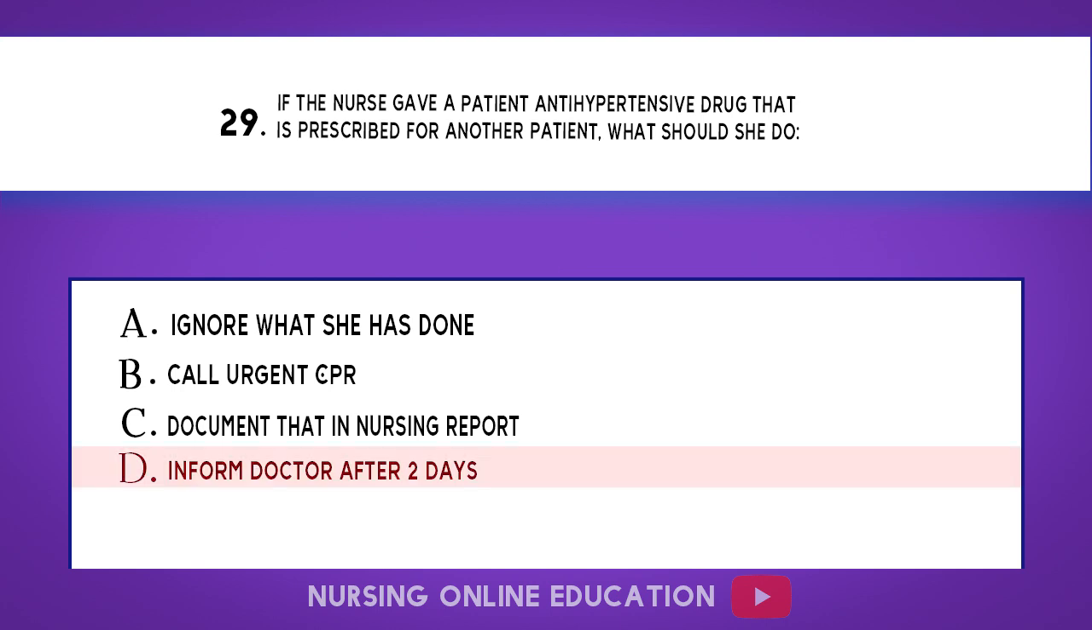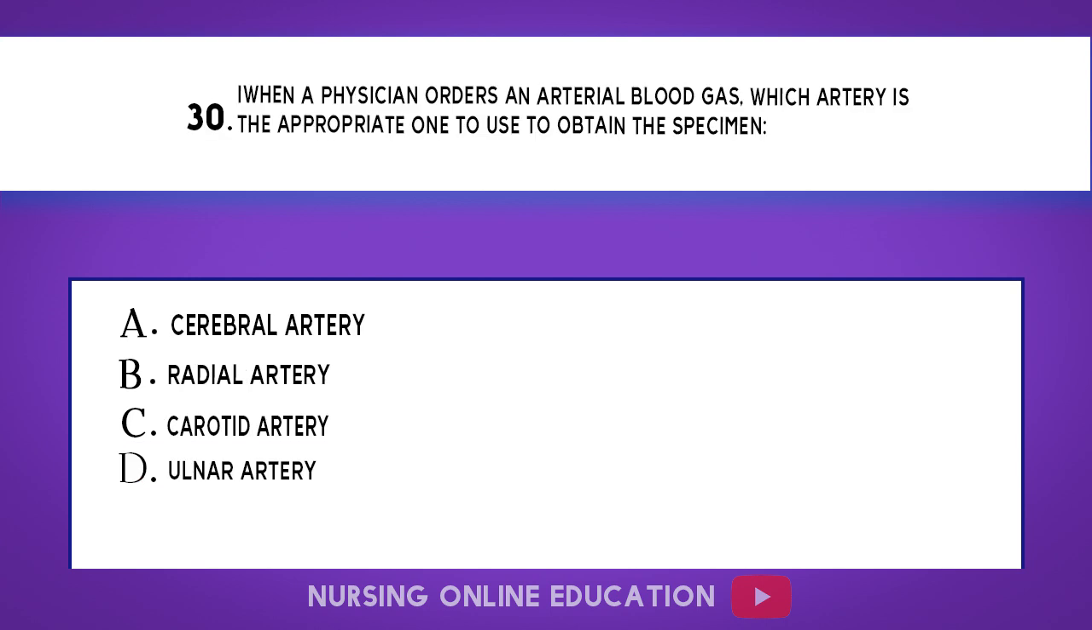The answer is option D, inform doctor after 2 days. 30. When a physician orders an arterial blood gas, which artery is the appropriate one to use to obtain the specimen? A. Cerebral artery. B. Radial artery. C. Carotid artery. D. Ulnar artery.